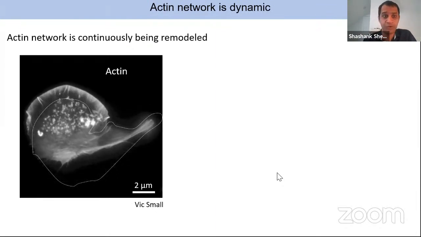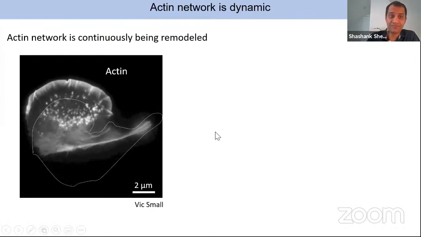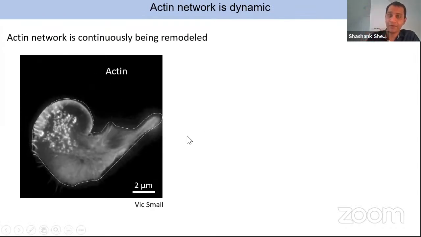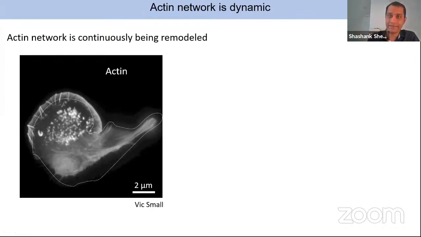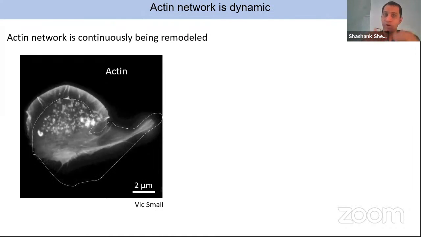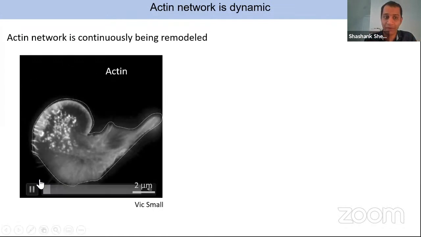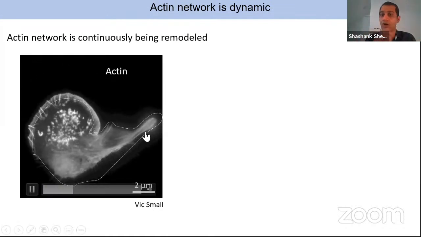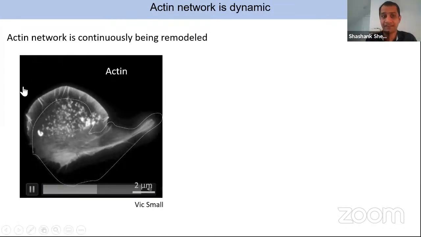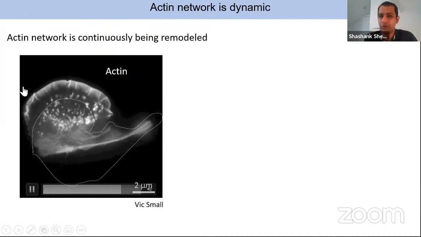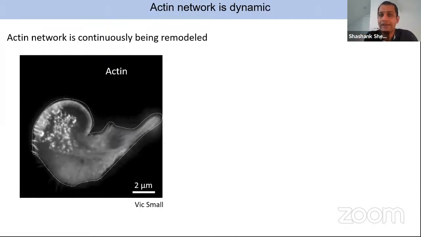And as you see in this movie on the left side from Vic Small's lab, a classic movie, where actin has been labeled fluorescently, everything that's white is actin. And as the cell is moving upwards from bottom to the top, what you see is the actin network in the back of the cell is getting removed or disassembled, and the network in the front is actually being assembled. And that really shows you how dynamic this entire system really is.